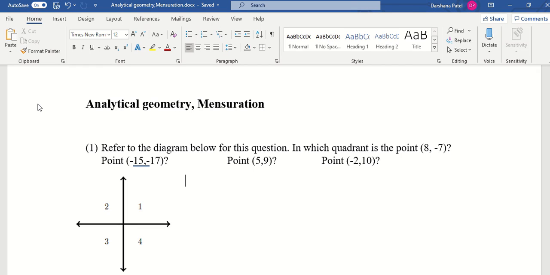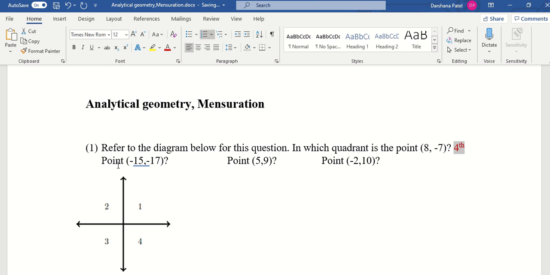Analytical geometry and mensuration. Refer to the diagram below for this question. In which quadrant is point (8, -7)? So x is 8, so that's on the positive x-axis. Y is negative 7, so that's on the negative y-axis. So positive x, negative y, so that happens in quadrant 4. So answer here will be 4. Okay, that happens in the fourth quadrant.